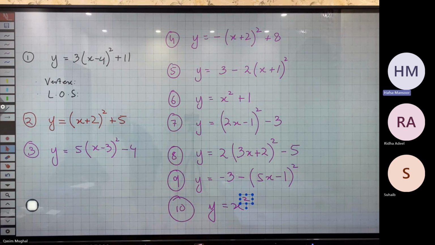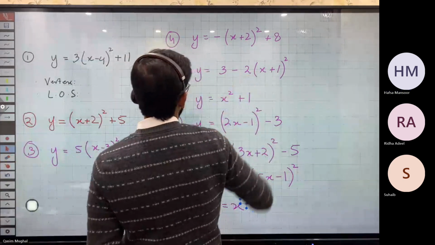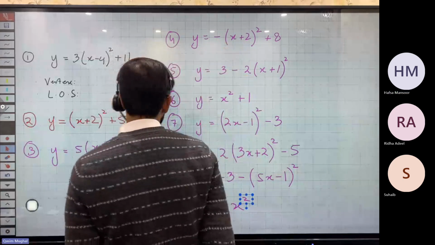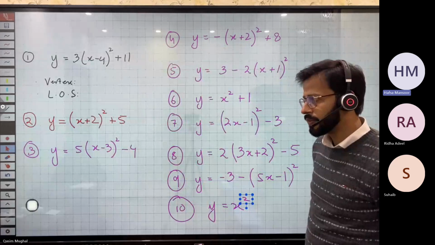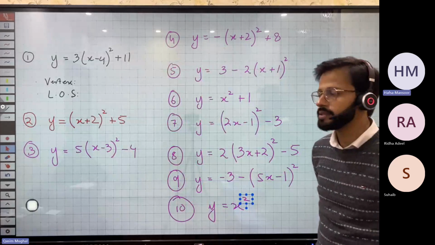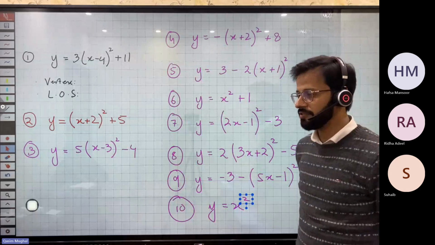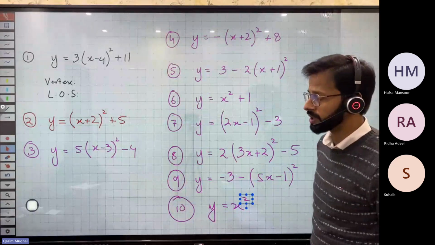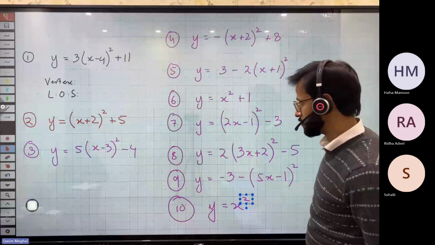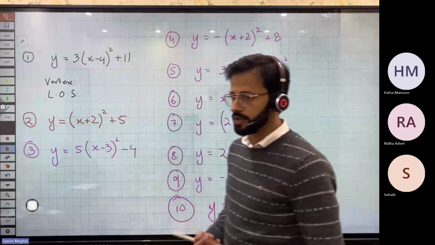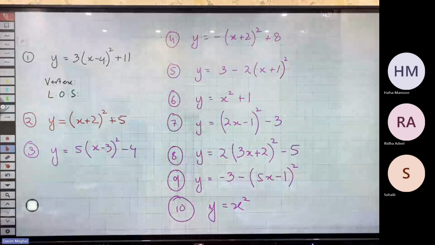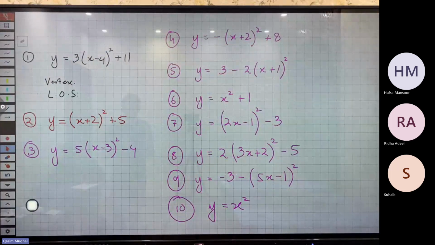Sir, does the negative sign outside the square brackets mean that the U is upside down? Yes, absolutely right. It only means a sad face. It doesn't change how you will be calculating or extracting the vertex. It only tells you whether it is going to be concave up or down. So negative, sad face, concave down. Okay.